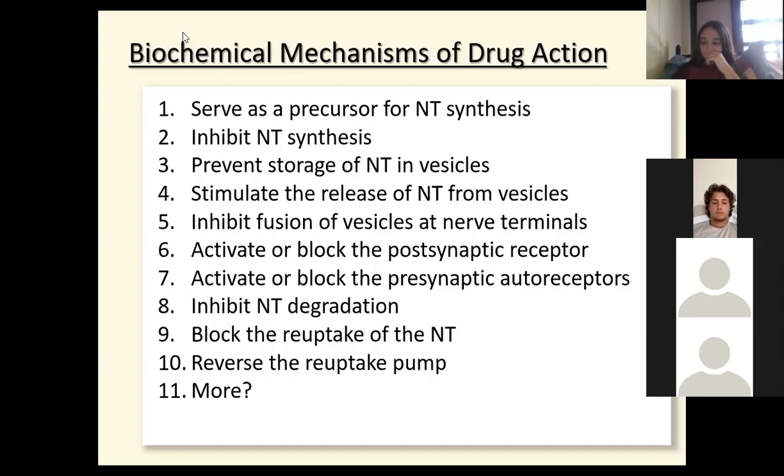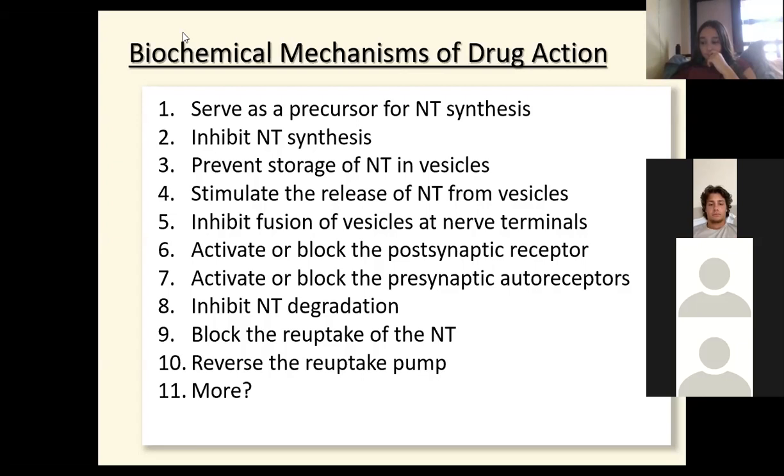Activate or block postsynaptic receptors. That was the first thing we talked about. Activate or block the presynaptic autoreceptors. We talked about that. Inhibition of neurotransmitter degradation. We didn't talk about that. So not a lot of neurotransmitters are broken down.